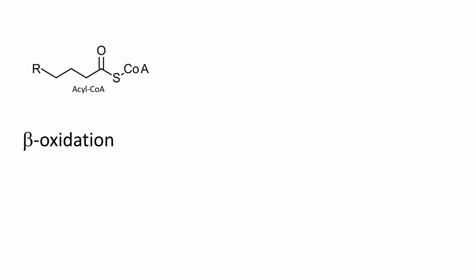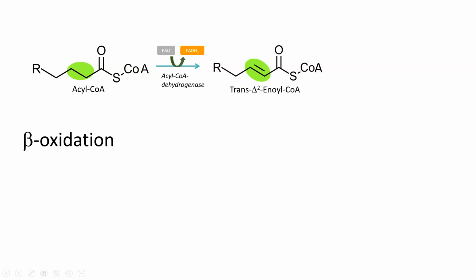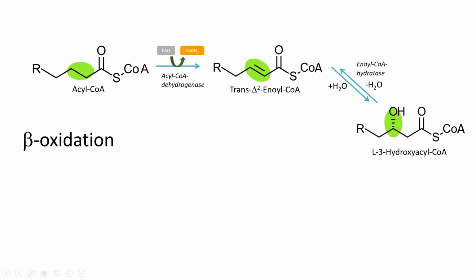Beta oxidation begins with the fatty acid in the form of an acyl-CoA. The transformation begins with the second and third carbons from the CoA. The enzyme acyl-CoA dehydrogenase uses FAD to make FADH2. This will place a double bond between the two carbons. Next, water will be added to the double bond, and this will place a hydroxyl group on the third carbon.